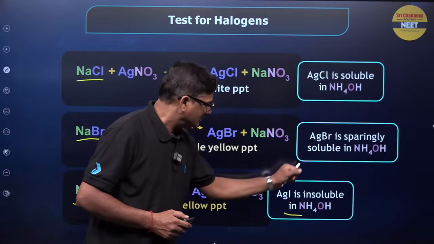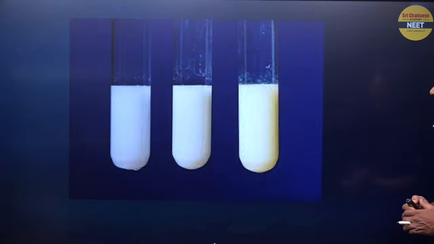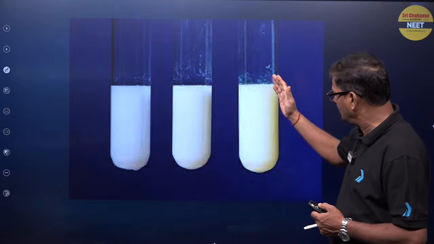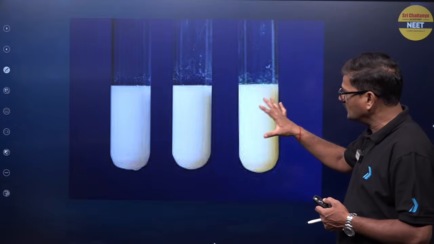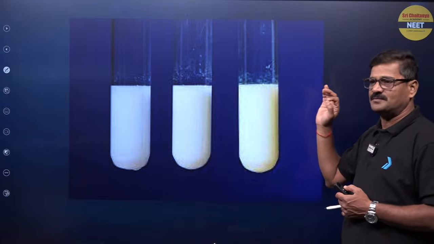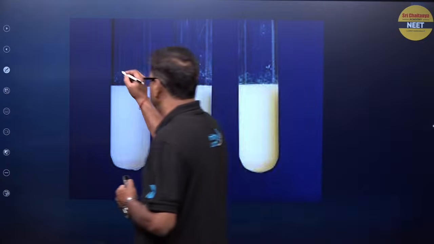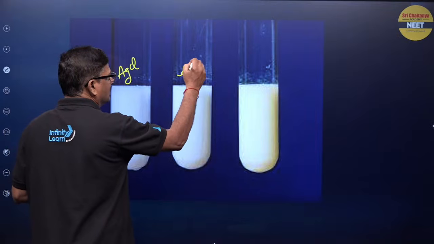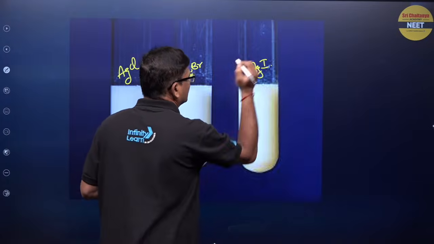This is important from the examination point of view, children. And this is how it appears: white, pale yellow, and yellow. All of a sudden you can see it, and you can't say it is yellow. So solubility is the perfect benchmark to say whether it is AgCl, AgBr, or AgI.